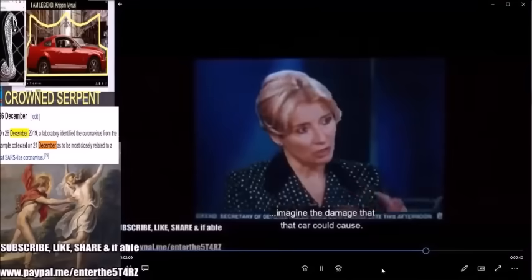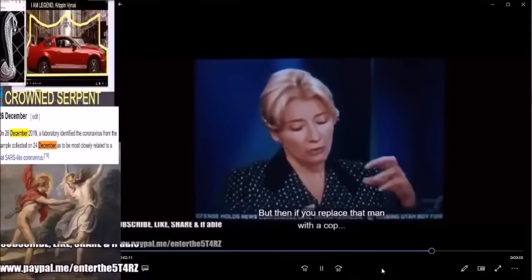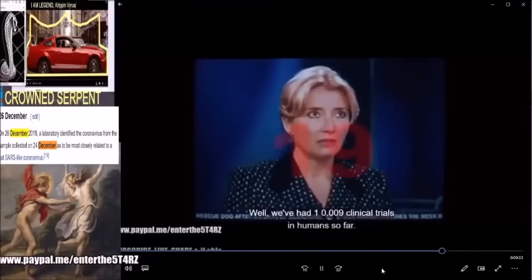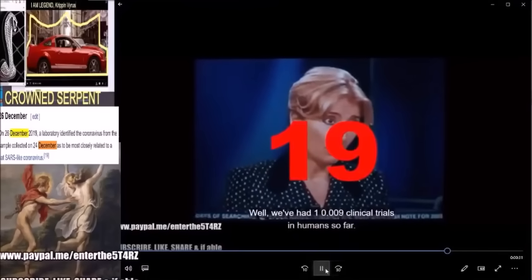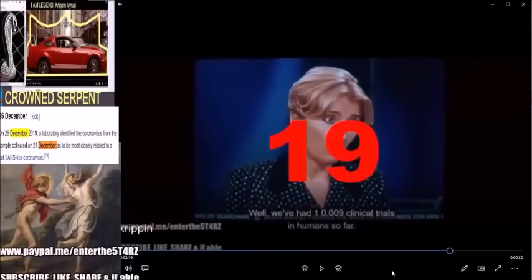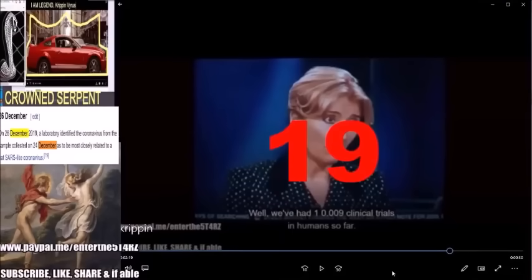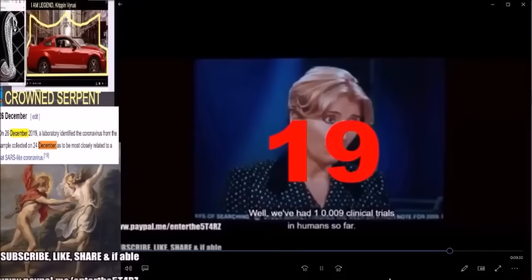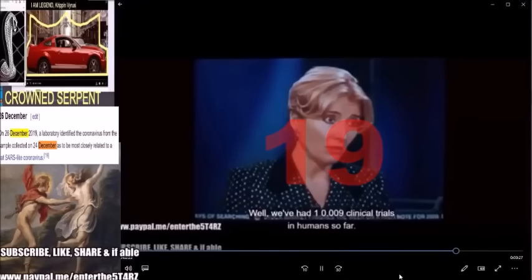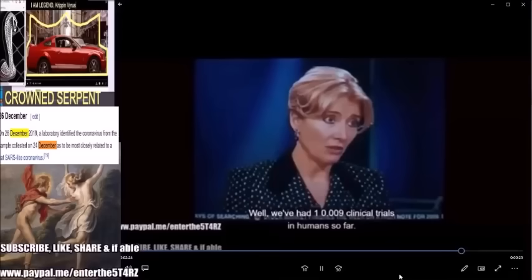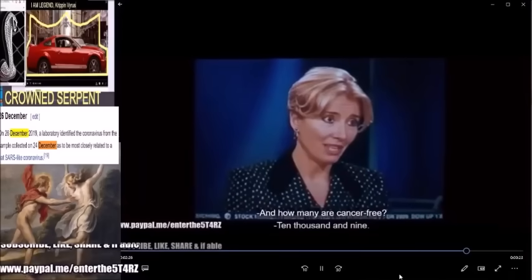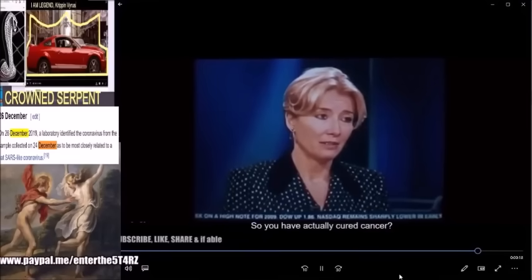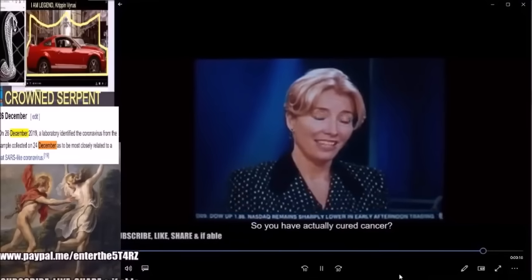Imagine the damage that car could cause. But then if you replace that man with a cop, essentially what we've done. 1,009 clinical trials in humans so far. 10,009 clinical trials. There's your COVID-19. And how many are cancer-free? 10,009. So you have actually cured cancer? Yes, yes.